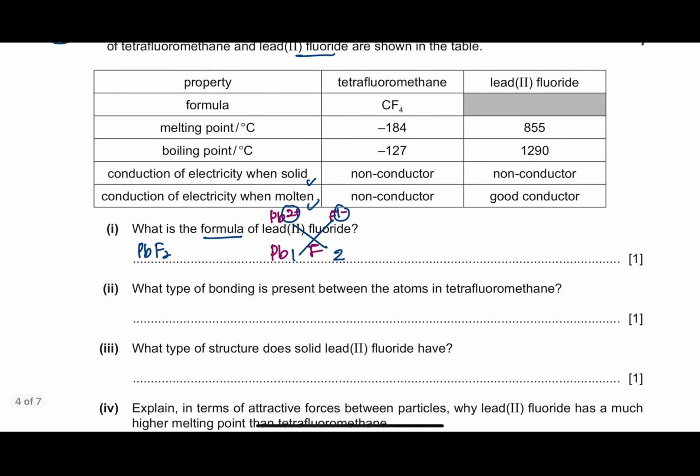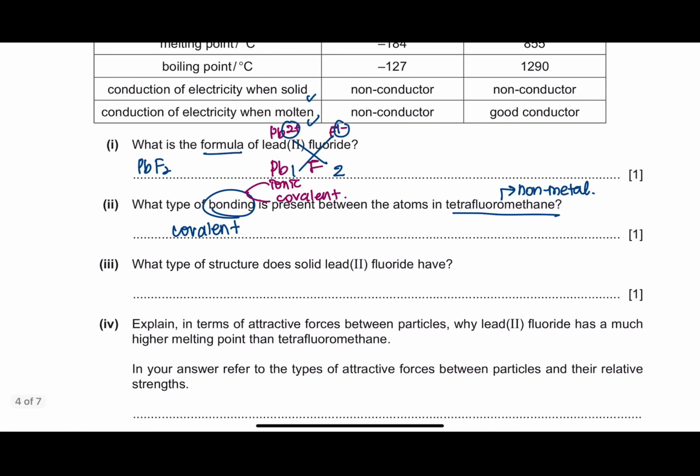Question 2. What type of bonding is present between the atoms in tetrafluoromethane? Now tetrafluoromethane is made of non-metal elements. Since we only have 2 types of bond, which is ionic and covalent, the one between the non-metals would be covalent.